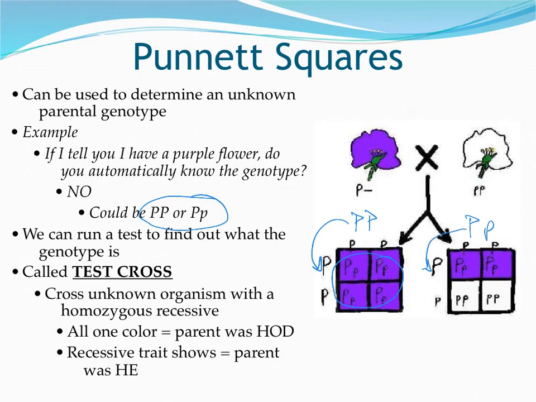Either big P or little p, and we would get half purple and half white. If you're getting any of the recessive traits showing up in that test cross, then you know that the genotype of that flower, or whatever organism is displaying that dominant trait, was heterozygous, because that would be the only way that it could come up as recessive in that generation.